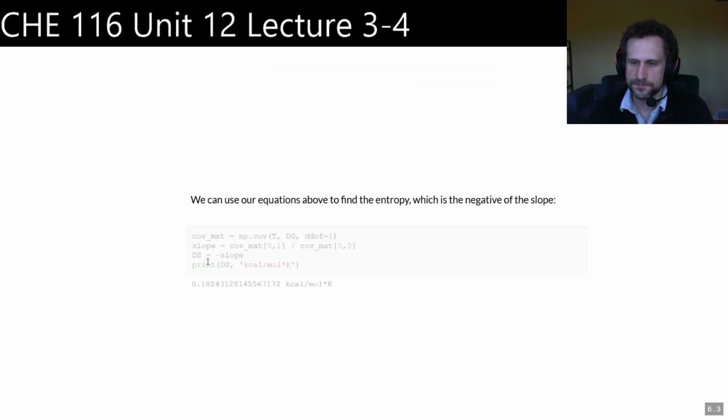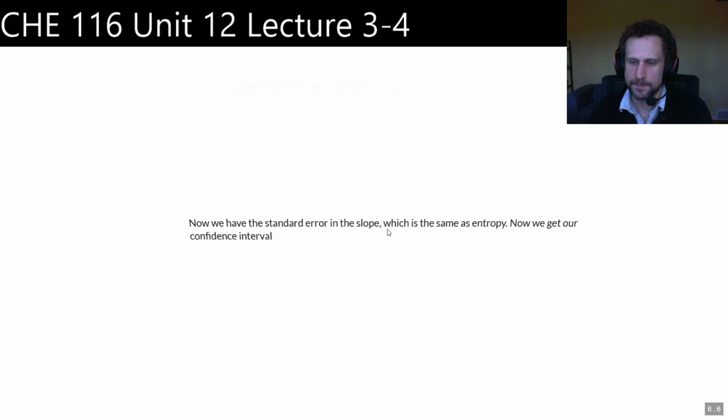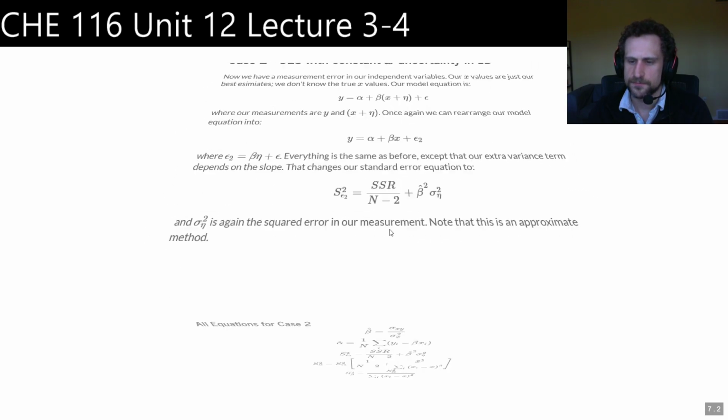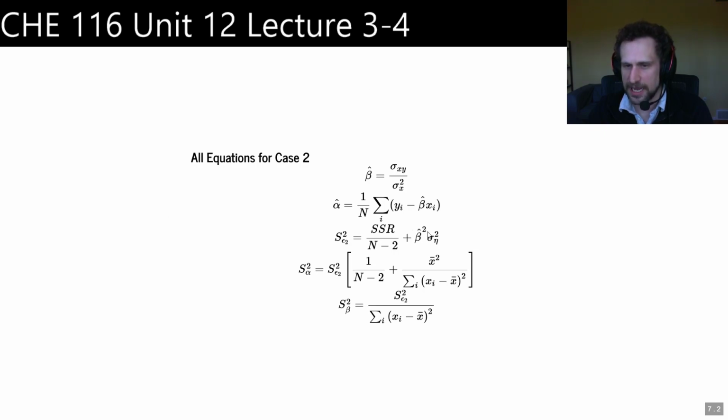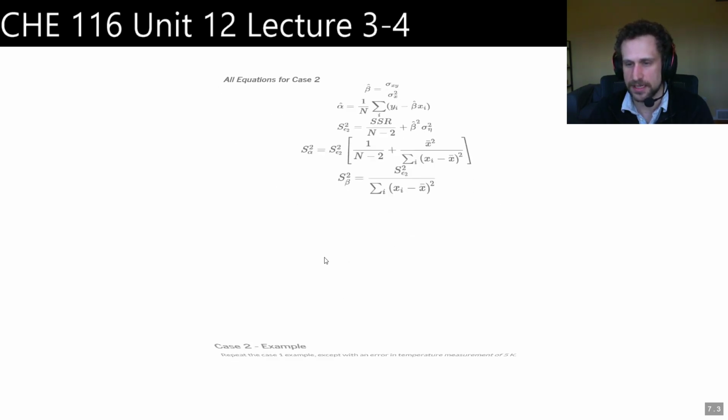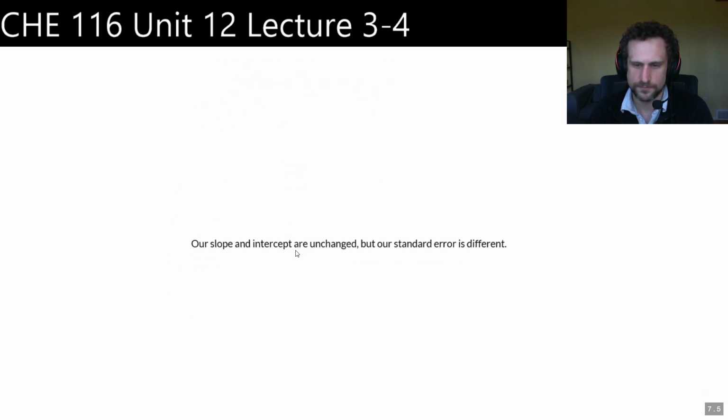And for case 2, this is an example of it. Then for case 2, everything is the same except we have a little extra term here that accounts for the uncertainty in x. So everything's the same. It's only the error analysis that changes.